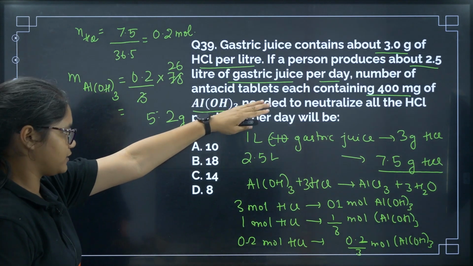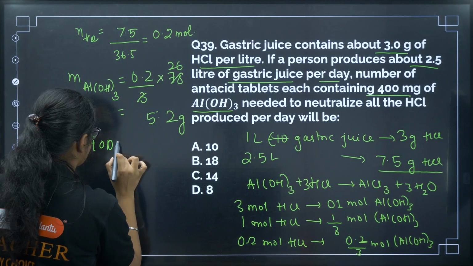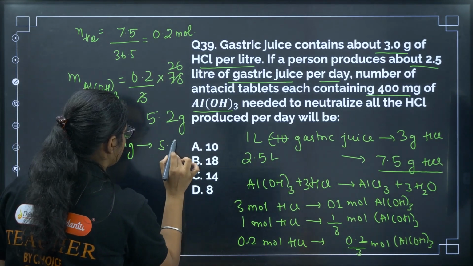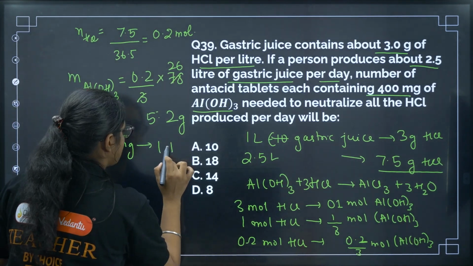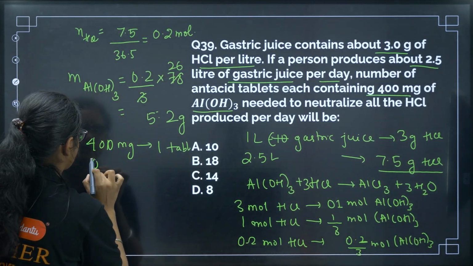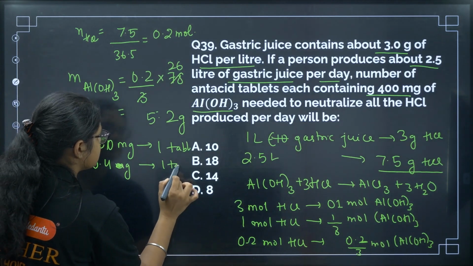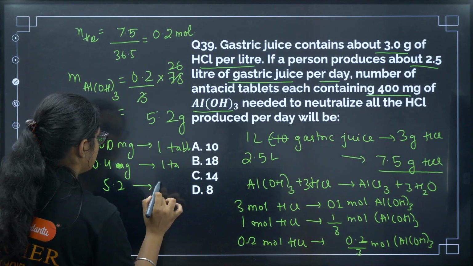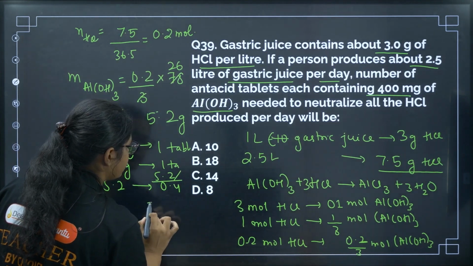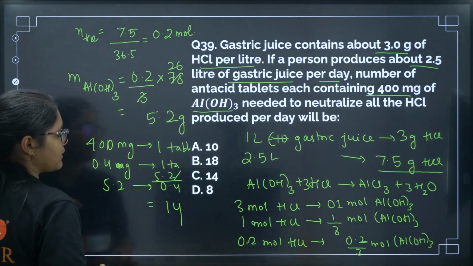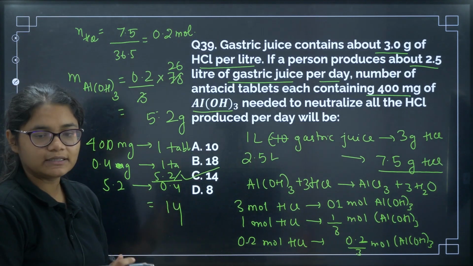Now, if you see this tablet, in every one tablet we have 400 milligram, and we need 5.2 grams. According to the question, one tablet contains 400 milligram, or I can write 0.4 gram is present in one tablet. So, for 5.2, how much will be required? So, 5.2 divided by 0.4, right, that is equal to 13. So, we will be requiring around 13. So, the correct answer for this question will be option C, that is 14 tablets.